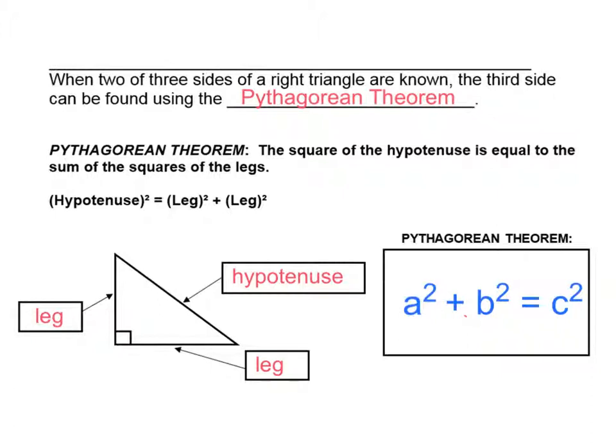When we're working with the Pythagorean Theorem, we normally label the side lengths A, B, and C. Each leg is either A or B. These can be interchanged. But the hypotenuse is always C. So then we can write the Pythagorean Theorem as A squared plus B squared equals C squared.